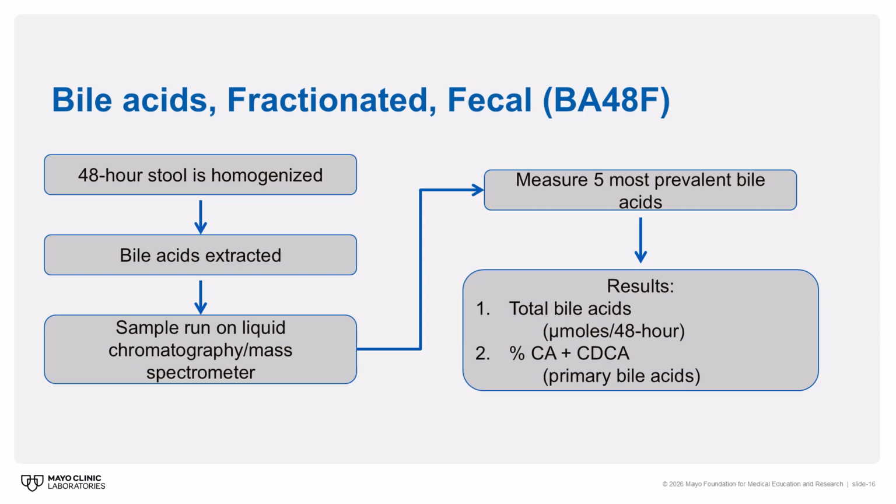And we will result out 2 parameters. The first is the total bile acids found in the total 48-hour collection, and it's reported as micromoles per 48 hours. The second reportable is the percent of primary bile acids, or the percent of cholic acid plus chenodeoxycholic acid, out of the total bile acids found in the stool.